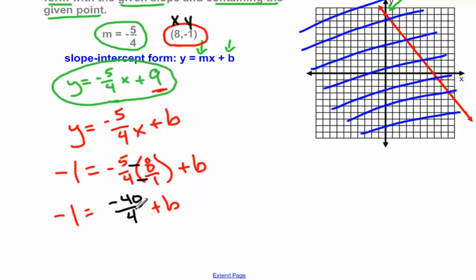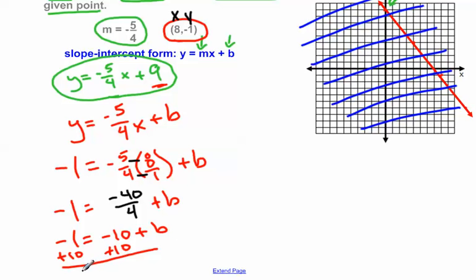You can simplify this in your calculator, or you can just do it in your head. 4 goes into 40 10 times. So we're going to have a negative 10 plus b. And I need to isolate the b by canceling out the negative 10. To do that, I need to add 10 to both sides. And I end up having negative 1 plus 10 is 9, and 9 equals the y-intercept of b.